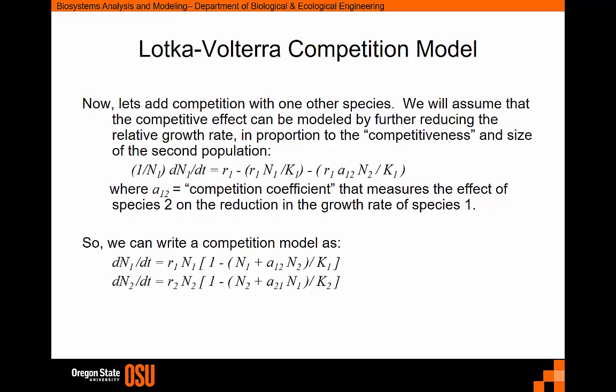First, we will extend the logistic growth model to encompass two species, resulting in two state equations, one describing the dynamics of each species. Further, we will introduce the concept of competition as an additional reduction in growth rate, reducing it by a factor described by the product of the population size of the competitor species and the competitiveness of the competitor species, captured by the model parameter A12 above.